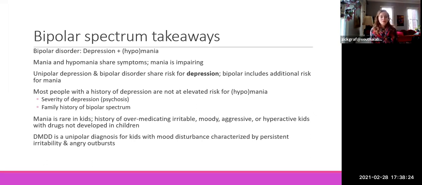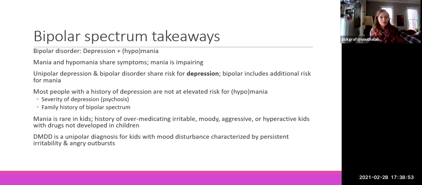Unipolar depression and bipolar disorder are the same disorder in that they both share risk for depression. Bipolar disorder includes additional risk for mania. So mania is separate from unipolar depression, but someone with bipolar disorder has risk for both. So again, because depression itself is separate and distinct from the risk of mania, most people with a history of depression are not at an elevated risk for mania.